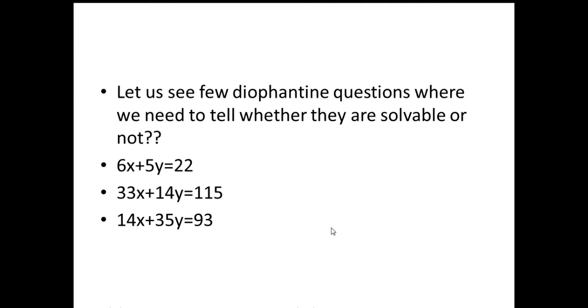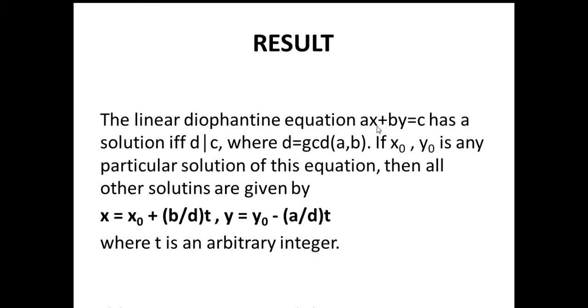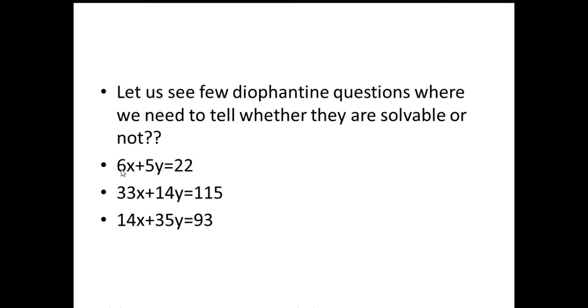Let us see a few Diophantine equations where we need to tell whether they are solvable or not. So we have 6x plus 5y is equal to 22. So what does that result say? It says you find the GCD of these two given numbers a and b and check if it is dividing the right hand side or not. So let us find GCD of 6 and 5. 6 and 5 are relatively prime. So their GCD is 1 and 1 divides 22. So solving this is possible.